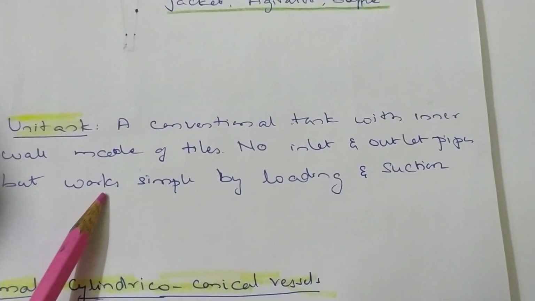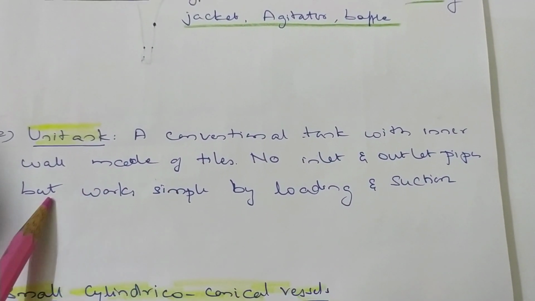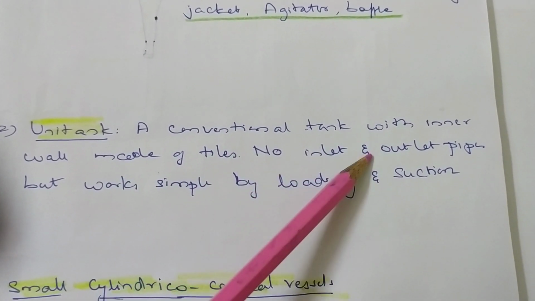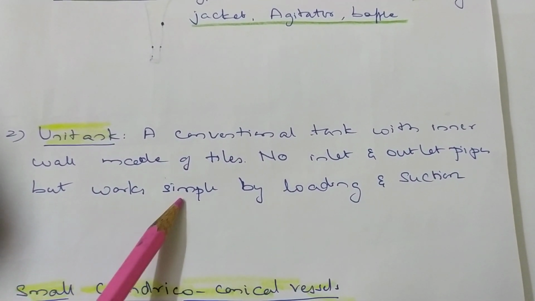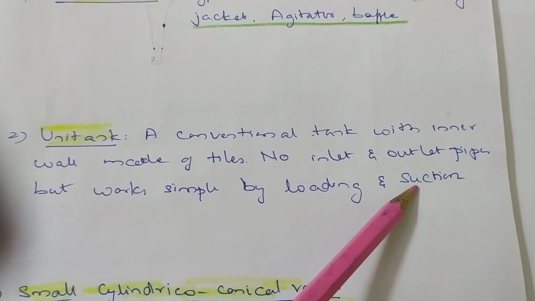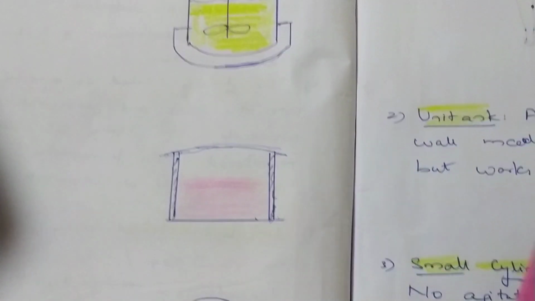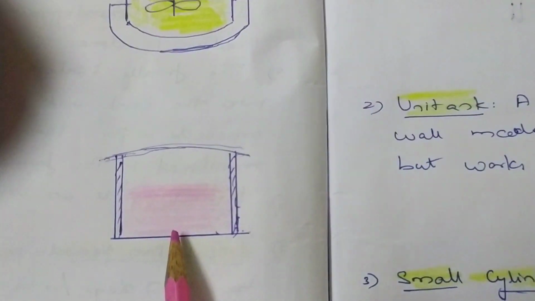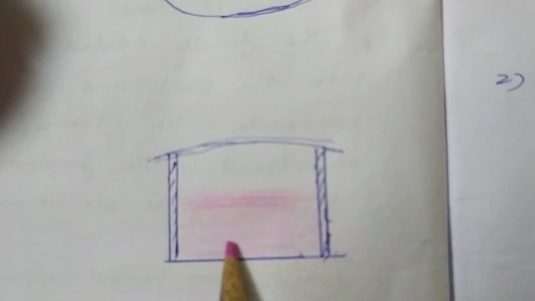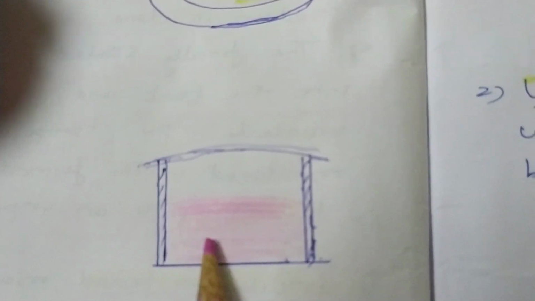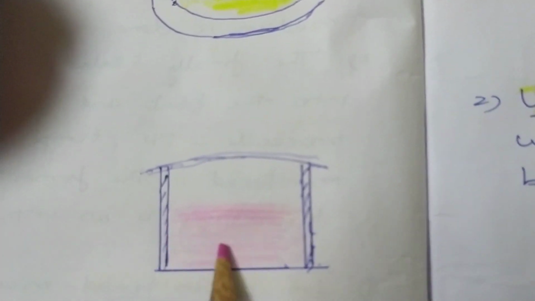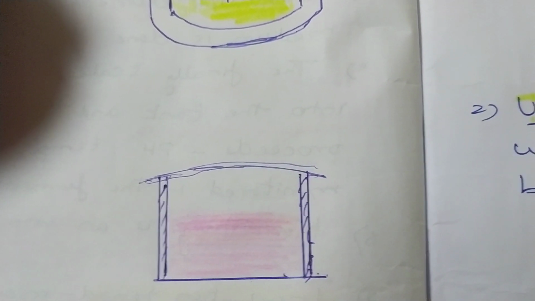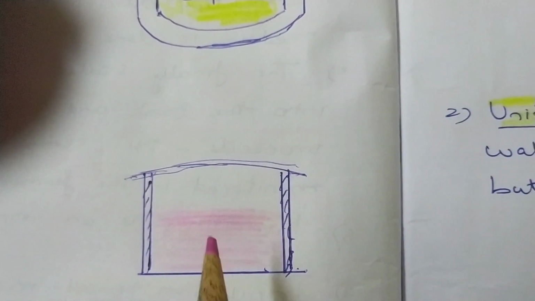Coming to the unit tank, it is a conventional tank with an inner wall made of tiles, no inlet and outlet pipes, but works simply by loading and by suction. So see here, this is a simple unit tank where earlier people used to go for mass production of alcohol, but there was no specific equipment. It's just a tank in which the fermentation would occur.